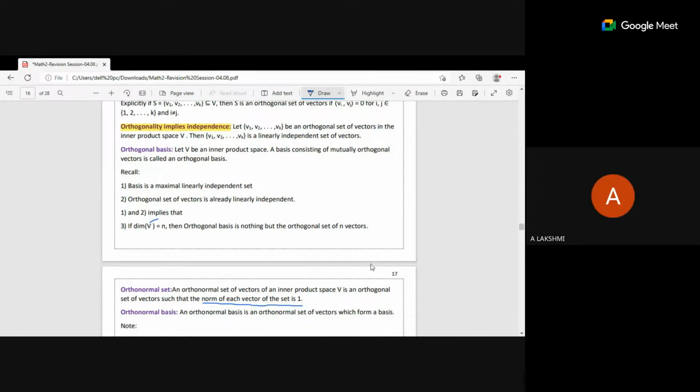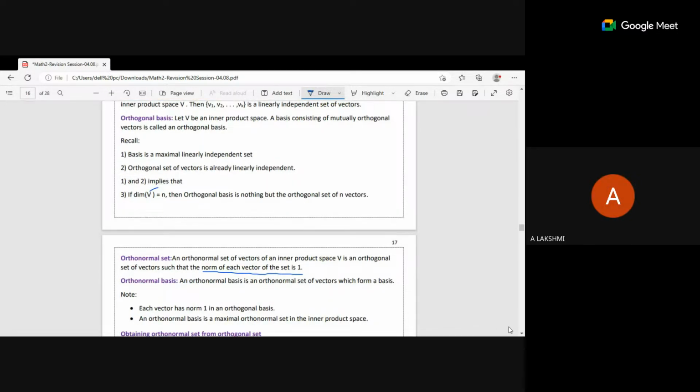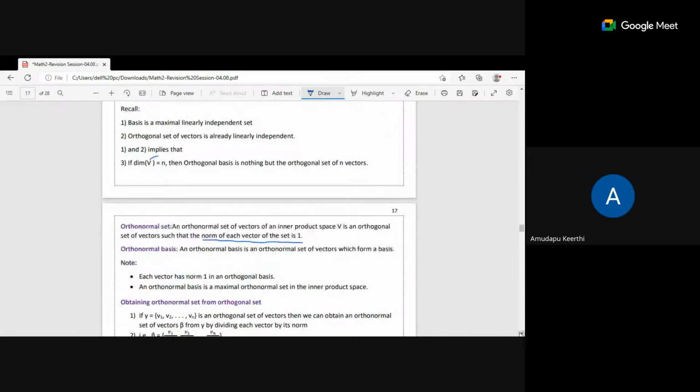Ma'am, can a single vector itself form an orthogonal set? Yes, you can consider it as orthogonal. If two vectors have dot product 0, then they are orthogonal. But do they form a basis? If it is in R2, yes, it forms a basis. But in R3, it is not. It forms a basis for some subspace.